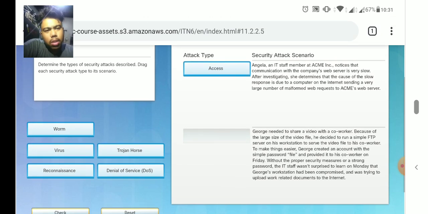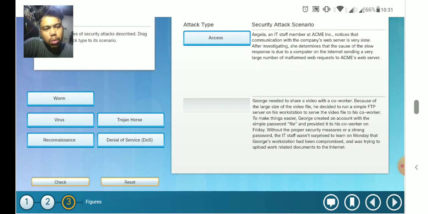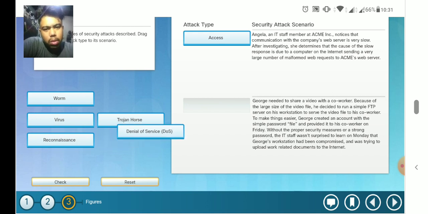Then the last question: George needed to share a video with a coworker. Because of the size of the video, he decided to set up an FTP server on his workstation to share the video with a coworker. He wasn't surprised to learn on Monday that George's workstation had been compromised and that related documents were uploaded to the internet. So lastly, it is the denial of service, or the DoS.